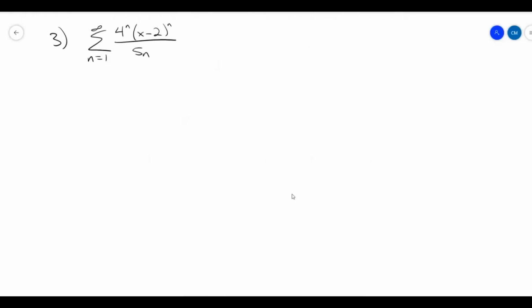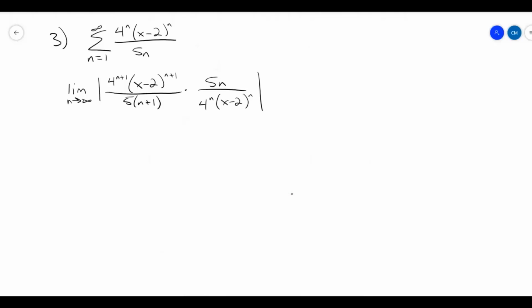So we start out exactly the same way as we did before. We find this limit according to the ratio test: replace all the n's with n plus 1, again being careful to put them in parentheses, and multiply that by the nth term flipped over. Then simplify this a bit. Let's write this as 4 times 4 to the n, let's write this as (x minus 2) to the n times (x minus 2), and I'll just leave this as 5n.